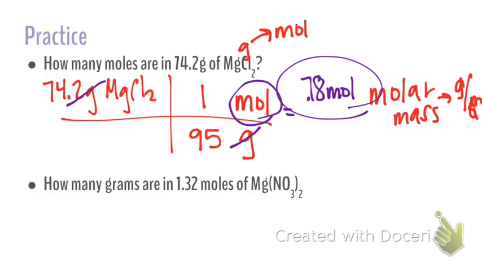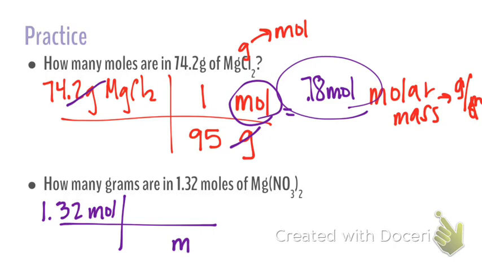Okay, what do we start this one with? 1.32 moles. So which one needs to go on the bottom? Moles goes on the bottom, grams goes on the top. And moles always gets the 1. So right here should be what? Not the number, but what do we call it that has to go there? The molar mass, right? Atomic mass or molar mass.